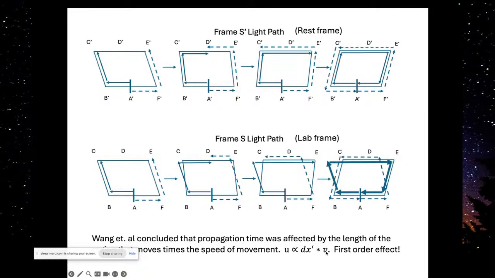It's linearly proportional to speed v, as opposed to many other experiments in relativity where it's a second order effect and much more difficult to measure. So a Sagnac effect is a first order effect and very visible at low speeds.